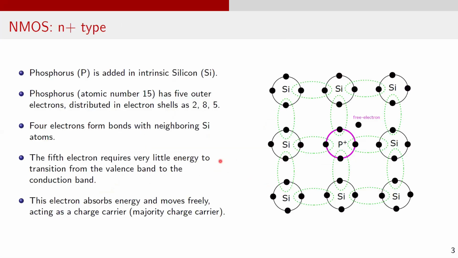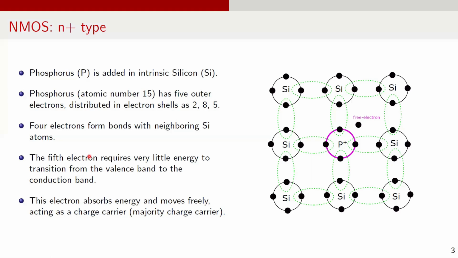To better understand the NMOS and PMOS characteristics, let's first look at how N plus and P plus regions are formed. To obtain an N-type or N plus semiconductor, dopants are introduced into the intrinsic silicon crystal lattice to alter its electrical properties. N plus regions are created by doping silicon with a group 5 element, or the elements which have 5 outer electrons. Primarily, phosphorus is used.